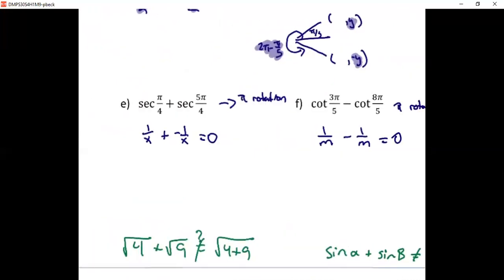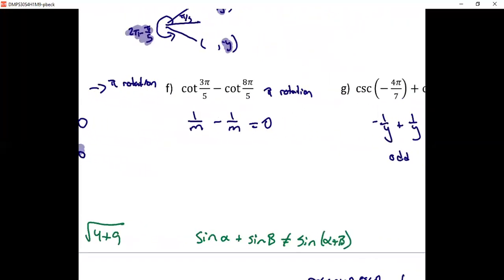For E, we could do this one numerically, or we could do this geometrically. Numerically, the secant of pi over 4, secant being the reciprocal of cosine, would be the square root of 2. The secant of 5 pi over 4, we are now in quadrant 3, so that's the negative square root of 2. That does add up to 0. We could also do it more algebraically and geometrically together: secant is the reciprocal of the x value. So if you look at the secant as a reciprocal of the x value, then by adding a pi rotation, they're going to be opposite values, which ends up being 0.